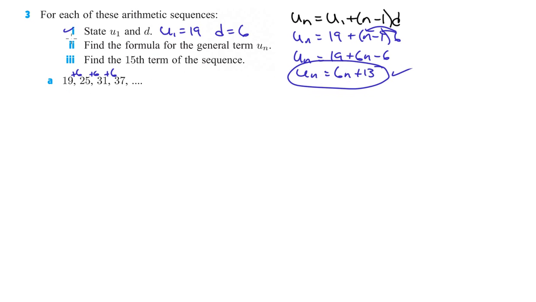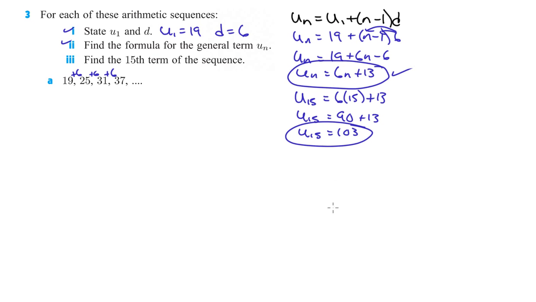Okay? So we've done those two, and then 3, find the 15th term of the sequence. So now that we have our general formula, now we can find the 15th term by changing n into 15. So we do 6 times 15 plus 13. So the 15th term, 6 times 15 is 90, plus 13. So our 15th term would be 103 for this one. Okay?